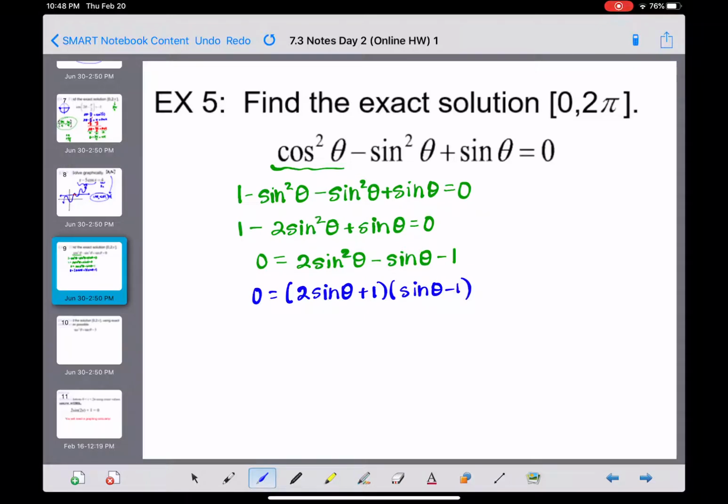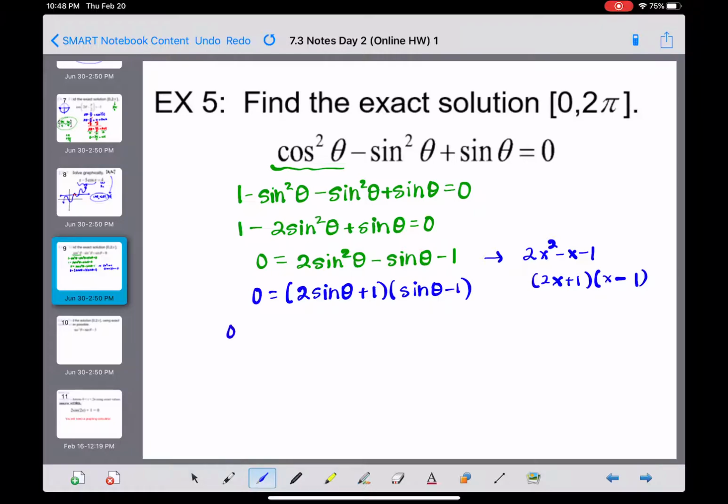If you're thinking, okay, how is she factoring that? Remember that this is the same thing as 2x squared minus x minus 1. I know it's got to be 2x and x, and I'm going to have 1s. I've got to make sure I'm getting a negative 2, so minus 1 for x minus 1 and 2x plus 1. That gets me back to that. Then I'm just replacing the x with the sine of theta.